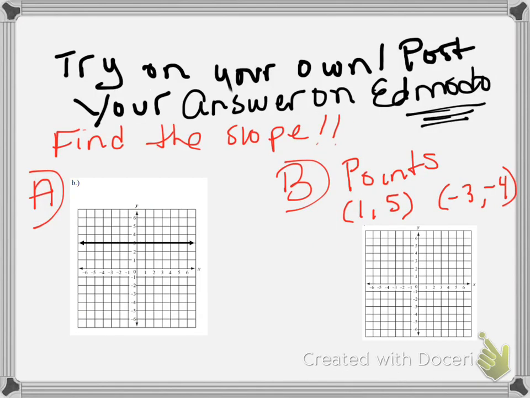So what I would like for you to do is try these ones on your own. For A, find the rate of change. And for B, also find the rate of change given the points 1, 4. And then I want you to post a reply on Edmodo to let me know that you got your answers and your results, okay?